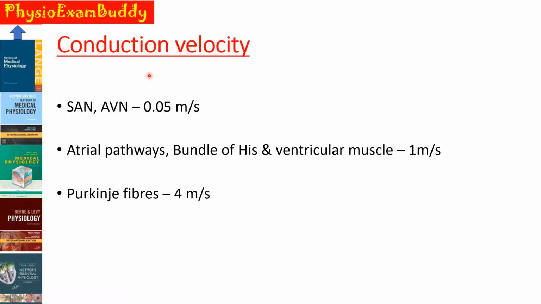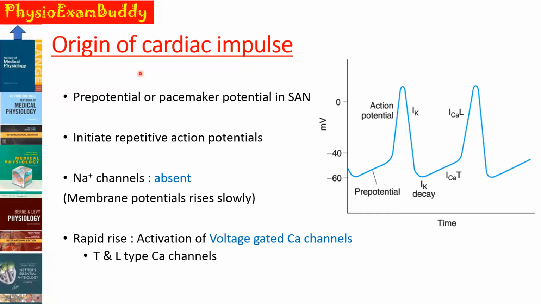Next, about the conduction velocity. In the SA node and AV node, it is 0.05 meter per second, whereas the atrial pathways, bundle of His and ventricular muscle have a conduction velocity of 1 meter per second, and in the Purkinje fibers, it is about 4 meter per second. Next, about the origin of the cardiac impulse.